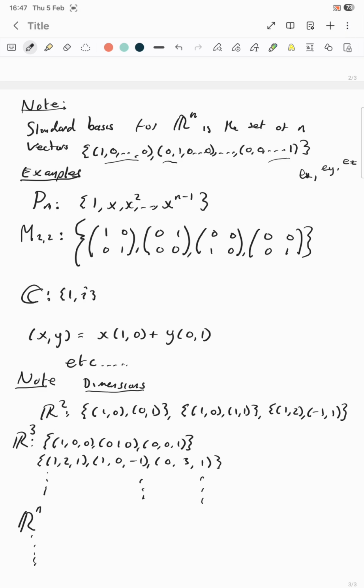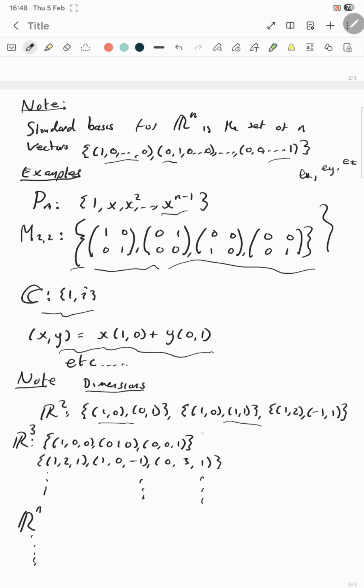And examples here in P_n, which goes up to x to the n minus 1, or in matrix interpretation here, these are the standard basis for matrices, or for complex numbers 1 and i, and this is the basis for that. And we note the dimensions here and here and so on, which you can just follow the pattern and keep expanding the dimensions.